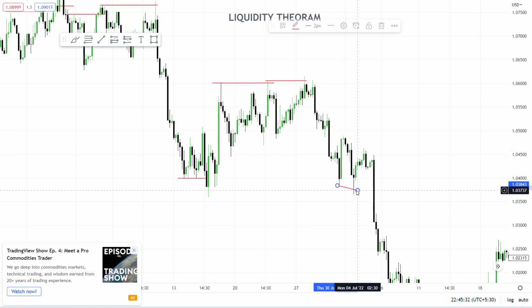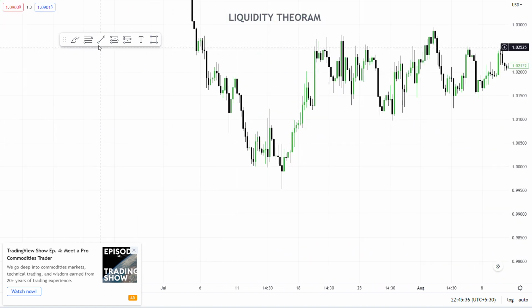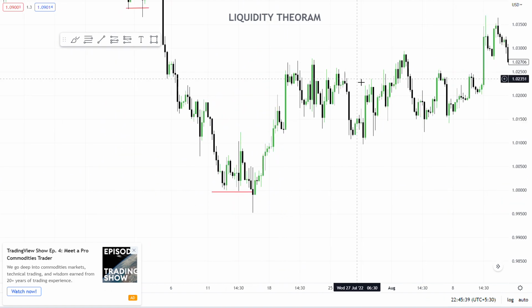Phase 1 liquidity taken, boom. We got a nice reaction, at least 100 pips. Again the cycle started here. Phase 1 liquidity taken, boom.